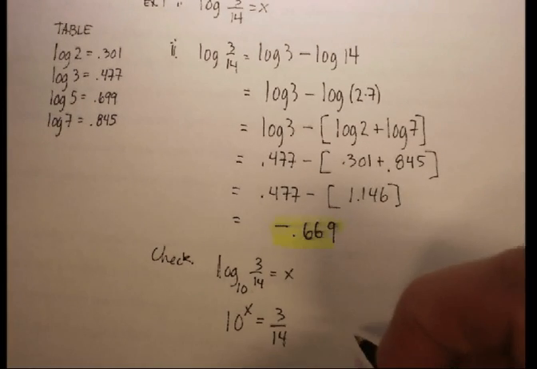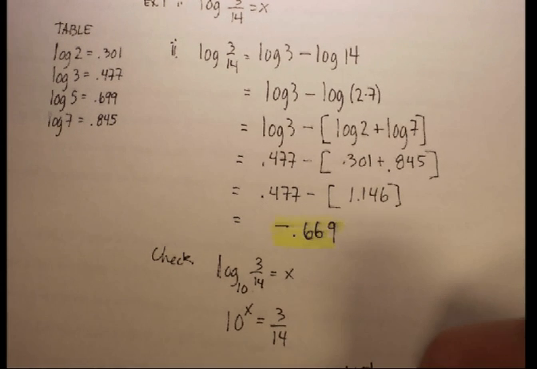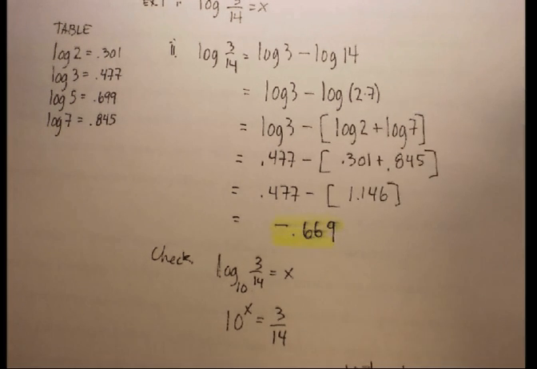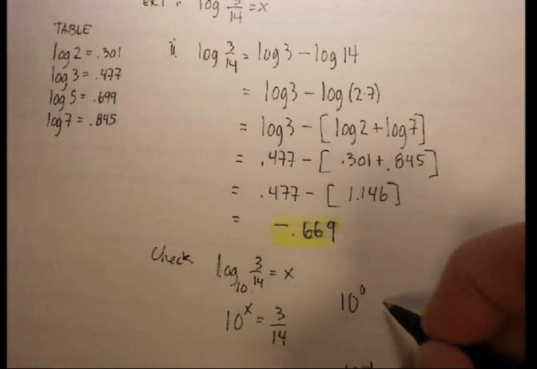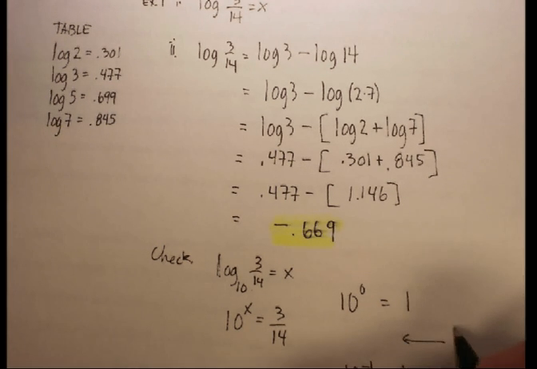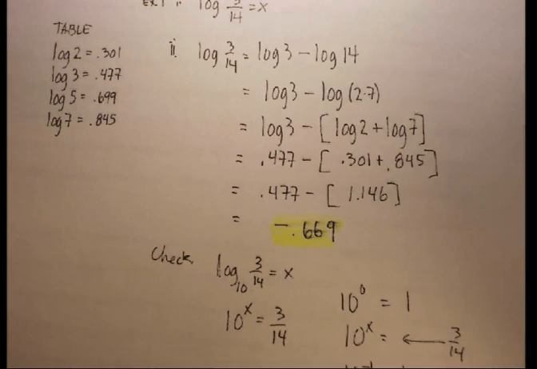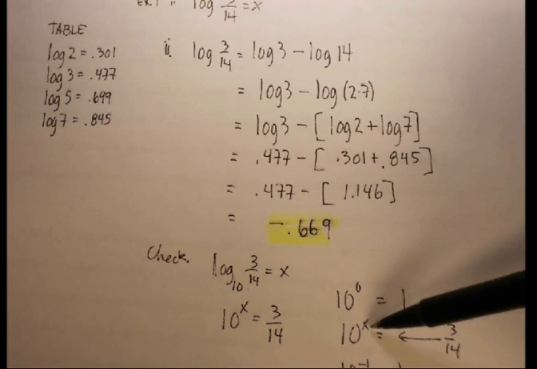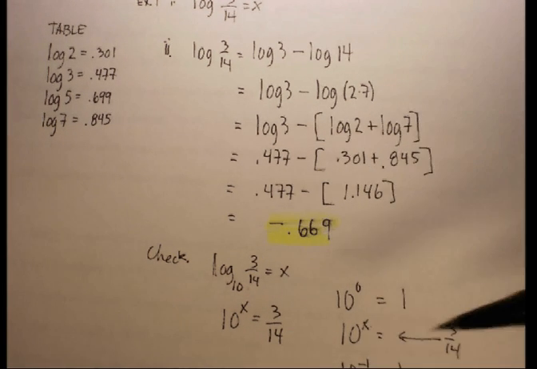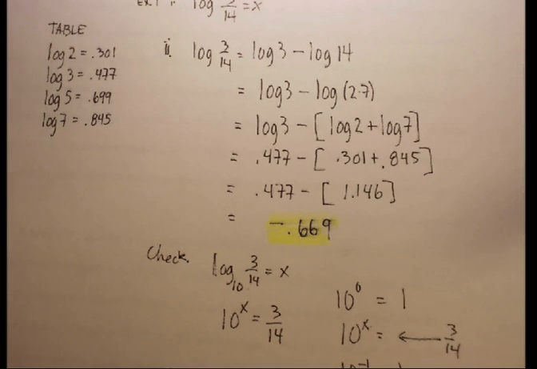I happen to know that 10 to the negative 1 is 1/10, and that's smaller than 3/14. I happen to know that 10 to the 0 is equal to 1. So what I want to find is what 3/14 is. So that means that 10 to some x is equal to 3/14. Now what does this tell me? That tells me that my x is going to be somewhere between 0 and -1. So it's going to be a negative number. And when I look at the answer that I got, -0.669, intuitively that makes sense.